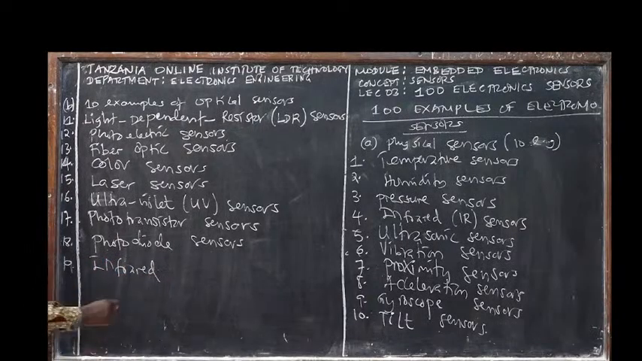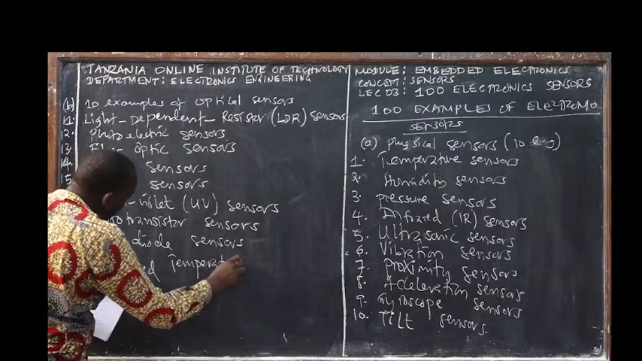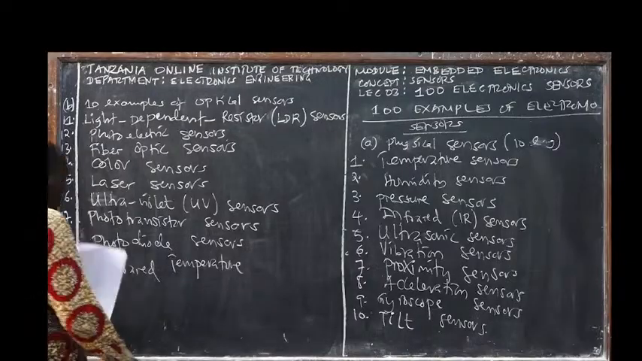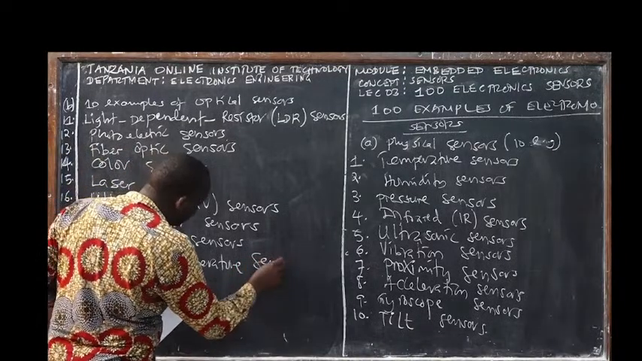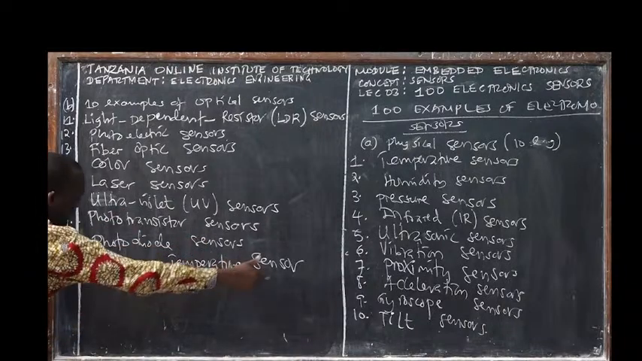Then number 19, infrared. Remember that we are not discussing in detail how it senses or whatever. Today, I just want to introduce and expose you to 100 examples of the sensors. Say infrared temperature sensor. Infrared manake light, kumbuka. Ni spectrum ya light. Kwa hiyo hii ni infrared tofauti na ile infrared ya kule. Hii ni infrared temperature sensor.